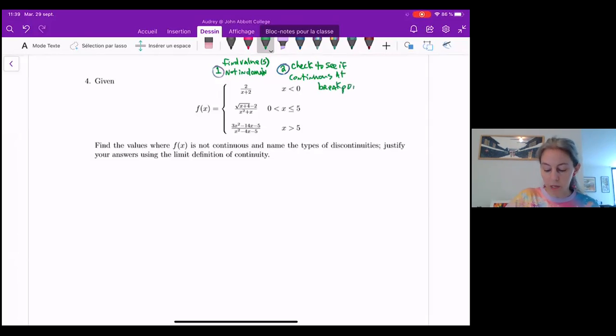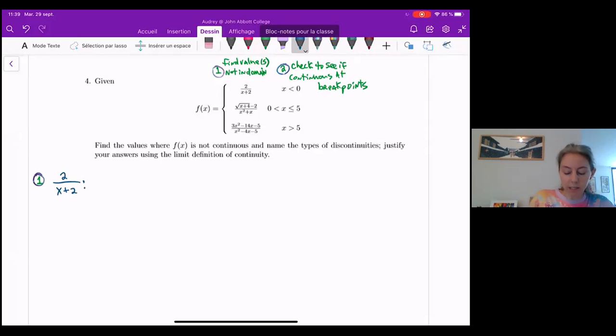And for both of these, I should show clear work. I shouldn't just be like, oh, hey, look, 2 over x plus 2, I've got division by 0 at -2. Okay, I'm just going to write down -2. No, you need to show work. You need to explain to me what you're doing for all of them. So I'm going to start off with my step 1, and I'm going to look at each of my functions individually. So I'll have 2 over x plus 2.